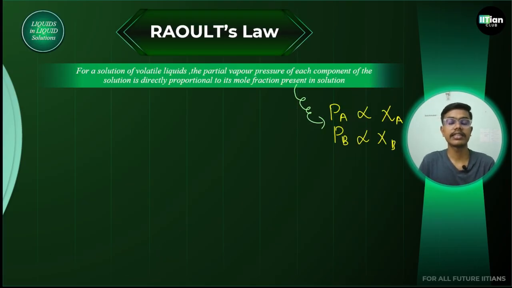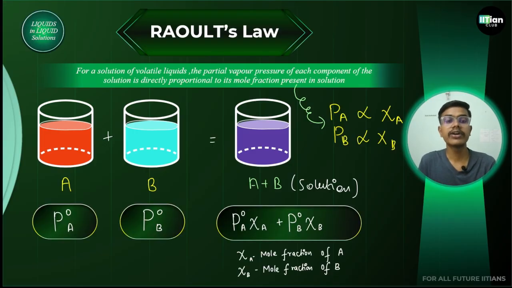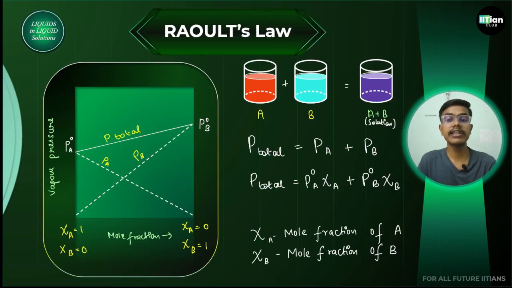Raoult's law, as I said, is for liquid and liquid solutions. Let's say there are two liquids which are combining to give you a solution, and now we are finding the partial pressure of the liquid above it. These are all volatile liquids, so they will be converting into vapors, and the pressure of those vapors is what we are finding. The pressure of the pure solvent A is P naught A and of B is P naught B. When we combine it and write it, we will be getting that P total is equal to PA plus PB, and PA is equal to P naught A XA, and PB is P naught B XB.